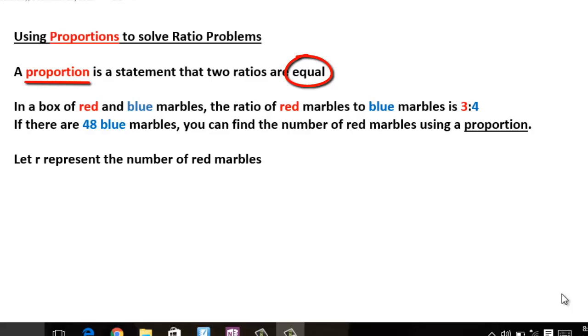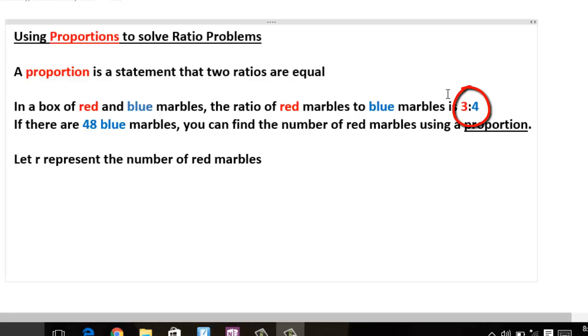Now, we need to understand the meaning of ratio. In a box of red and blue marbles, the ratio of red marbles to blue marbles is 3 to 4. So the 3 to 4 is the ratio. I start with red marbles and the second is blue marbles. I have to respect the same order, 3 to 4. And as you can see, 3 in red, 4 in blue.